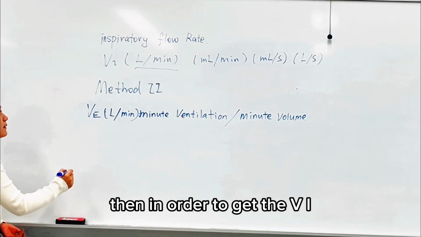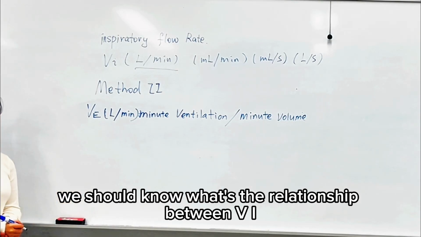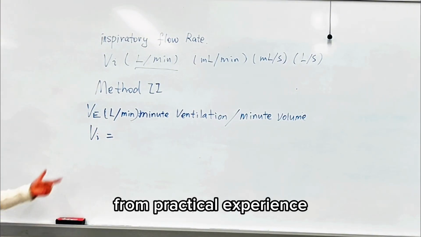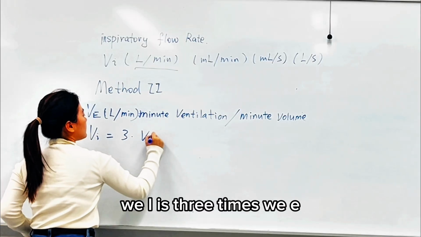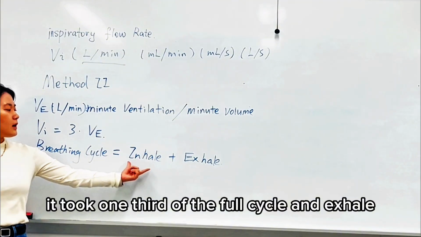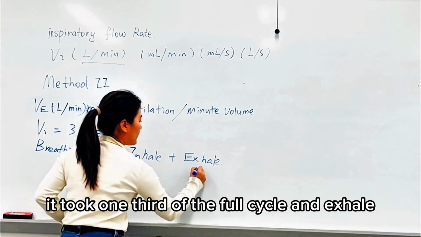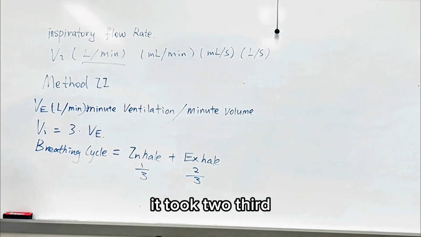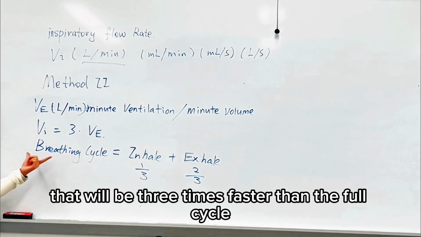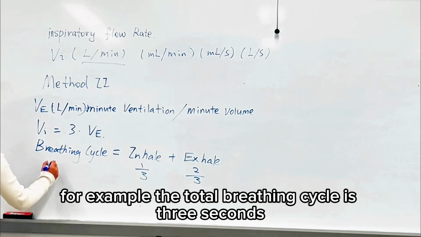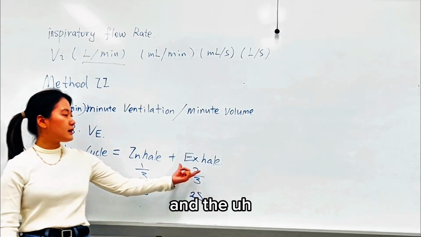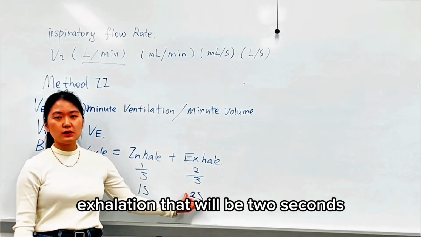So we have VE as minute ventilation, or minute volume. Then in order to get the VI, we should know the relationship between VI and VE. From practical experience, VI is 3 times VE. The reason is that in the full breathing cycle, inhalation takes 1/3 of the full cycle, and exhalation takes 2/3. The inhalation will be 3 times faster than the full cycle. For example, if the total breathing cycle is 3 seconds, then the inhalation will be 1 second, and the exhalation will be 2 seconds.